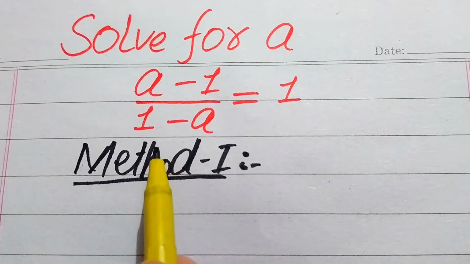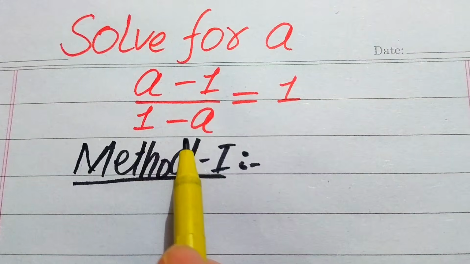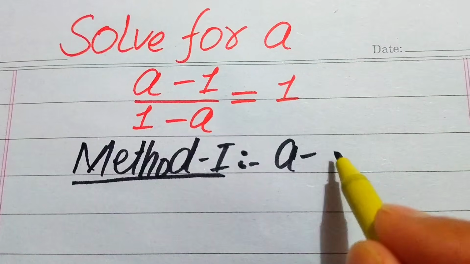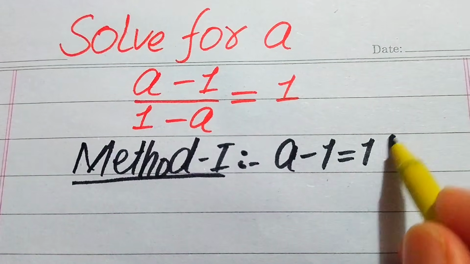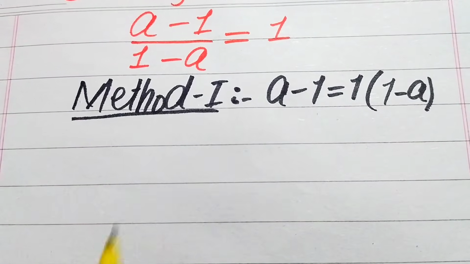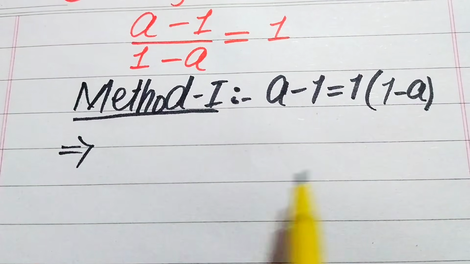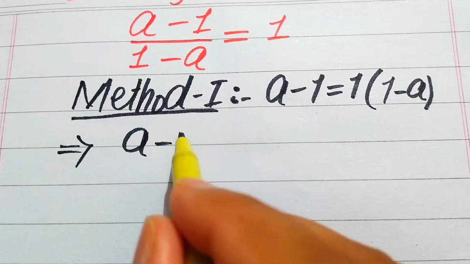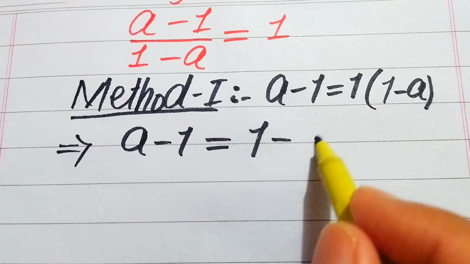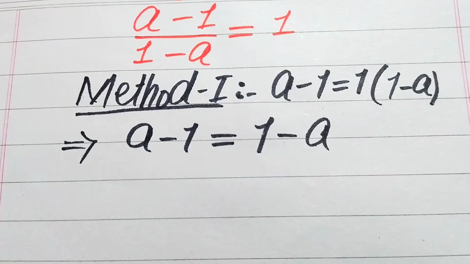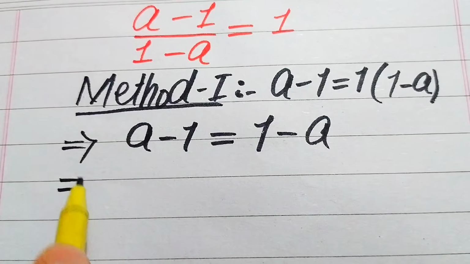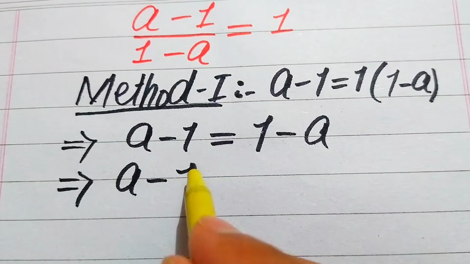In the first method, first we move the term 1 minus a from the denominator to the right hand side, and this will be written as a minus 1 is equal to 1 times (1 minus a). Now we need more simplification, and we rewrite this equation as a minus 1 equals 1 minus a. And now further we move all the terms from the right hand side to the left hand side, and this will be written as a minus 1.